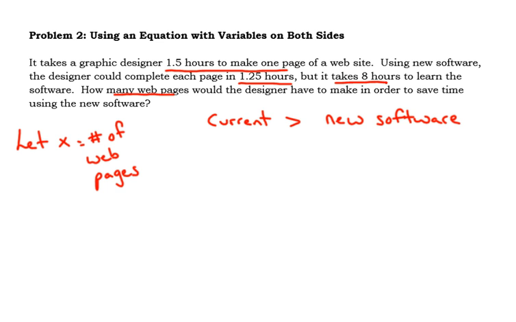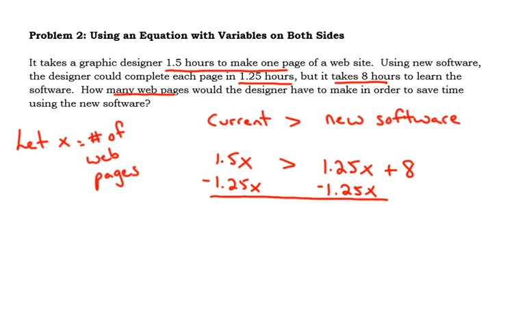Well, the current time, it currently takes them 1.5 hours for each page of the website. The new software, it takes him 1.25 hours for each page, but he also has to spend time learning the software. And I want the current time to be more than the new software because I want the software to save me time. Again, notice I have variables on both sides. If I have a positive 1.25x, then I'm going to subtract 1.25x to get my x's on the same side.